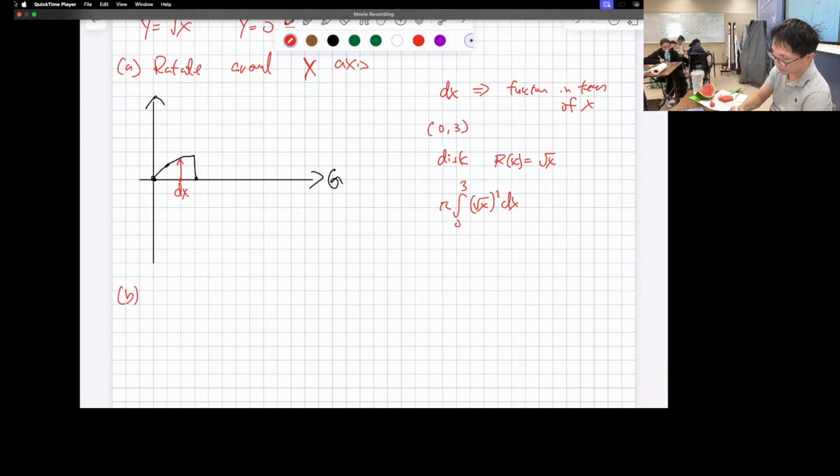Second part, we want to rotate around the y-axis. So now we're going to rotate around the y-axis. Now use the same drawing. Something needs to be modified because your axis of rotation is not the same axis anymore, and the things that you get might not be the same. Yes, Joshua.